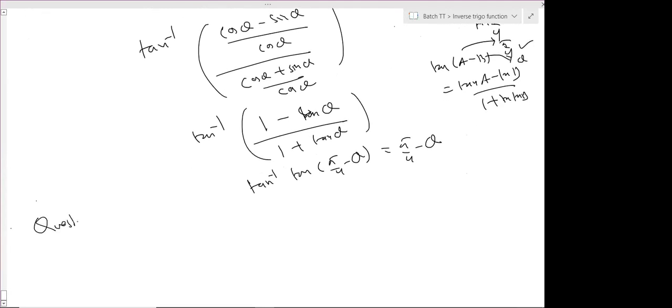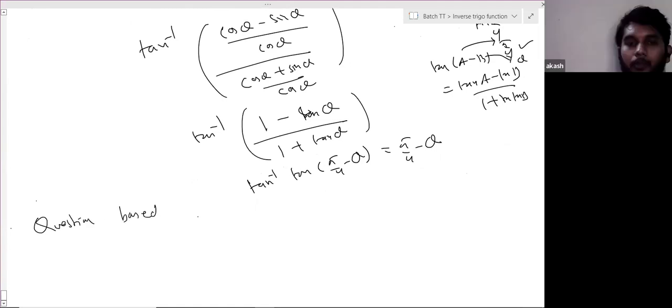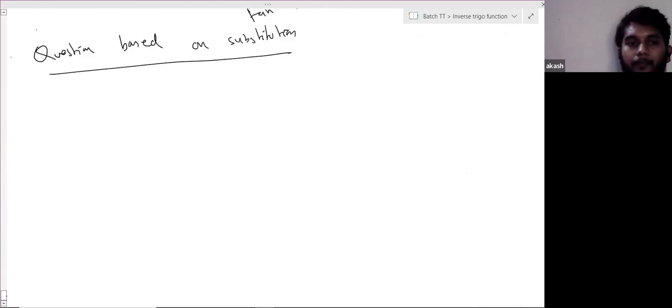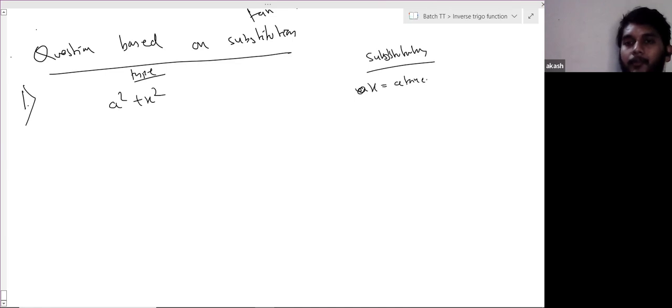Questions based on substitution. How to use substitution for our own benefit. First is the type a square plus x square. Then you can put x equals a tan theta or a cot theta. All right.